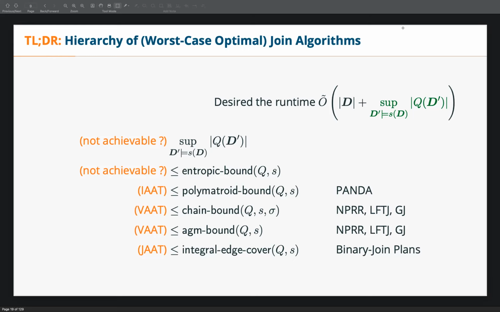And so in some sense, all of them are worst case optimal depending on the query and depending on the statistics. However, there's an obvious sense in which this one is the best, because it's obviously the lowest in the hierarchy. Okay, so that's a very quick summary of the entire story.